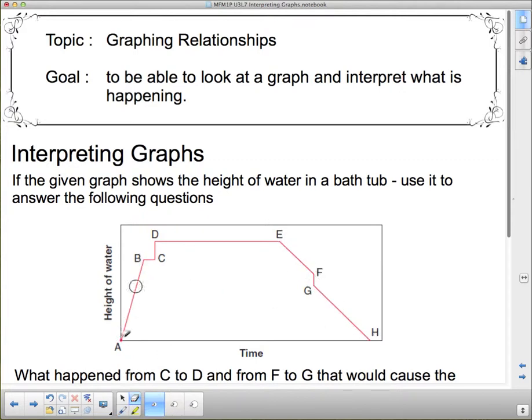Now, let's see if we can actually answer the questions now that I've talked through this bathtub portion. So I'm going to put words on the graph. Here is a tap filling up. Here, we've shut the water off. So at B, we shut the water off. So the water sits for a bit. This instantaneous change is a person sits down.